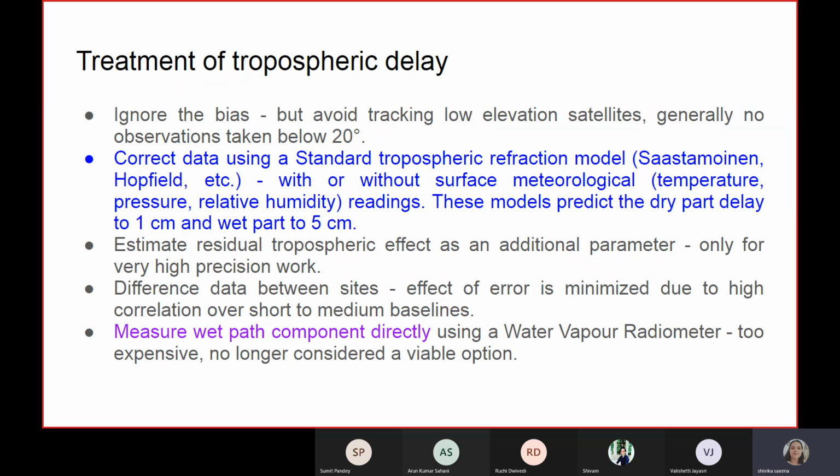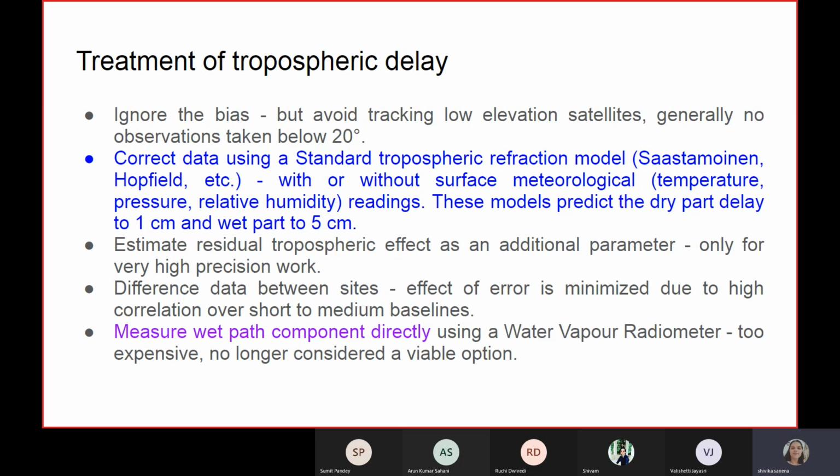These models predict the dry part delay to 1 centimeter and the wet part delay to 5 centimeters. You can see how well they are predicting the dry part, with error as low as 1 centimeter, and the error in the wet part is up to 5 centimeters. So the wet part is relatively difficult to model using these empirical models. Another option is estimating the residual tropospheric effect as an additional parameter to the positioning estimate.